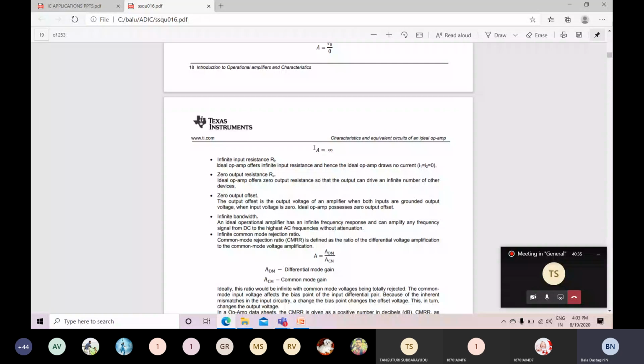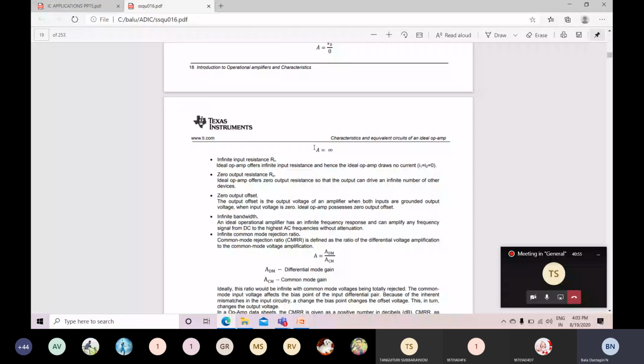And the next one is infinite bandwidth. The ideal operational amplifier has infinite frequency response, and it can amplify any frequency from DC to the highest AC frequency without any attenuation. Normally this is not possible, but an ideal operational amplifier has infinite bandwidth.